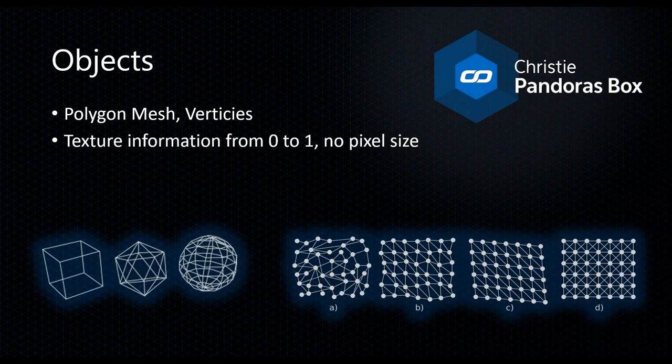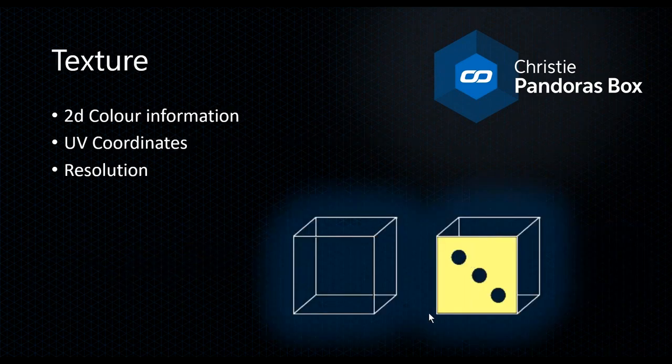And there's no resolution information on the object at all. So the only information the object gives the texture to be mapped on is from 0 to 1. So maybe it's better here. The texture will always be applied on these polygons here.